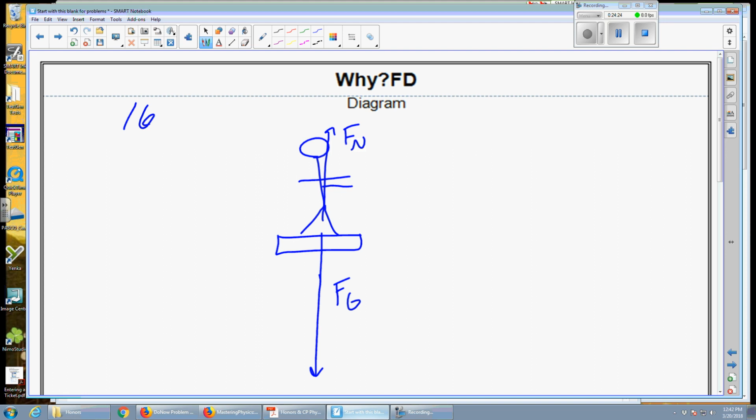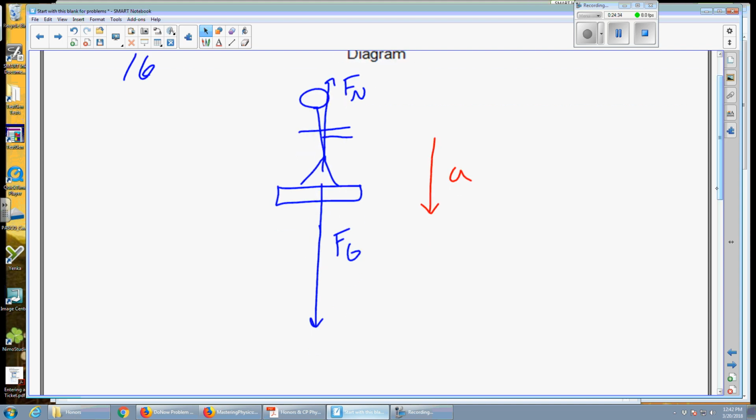Down. Are net force and acceleration always in the same direction? Not net force, total force. All right, so that should be your force diagram.